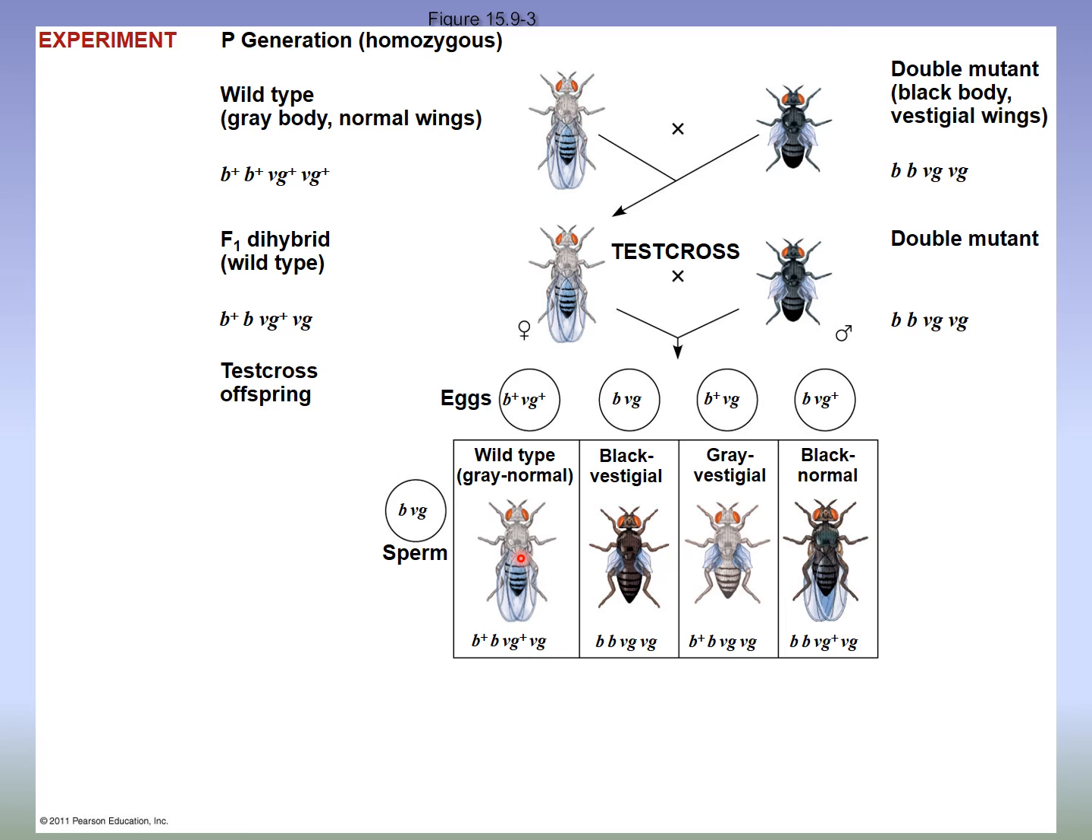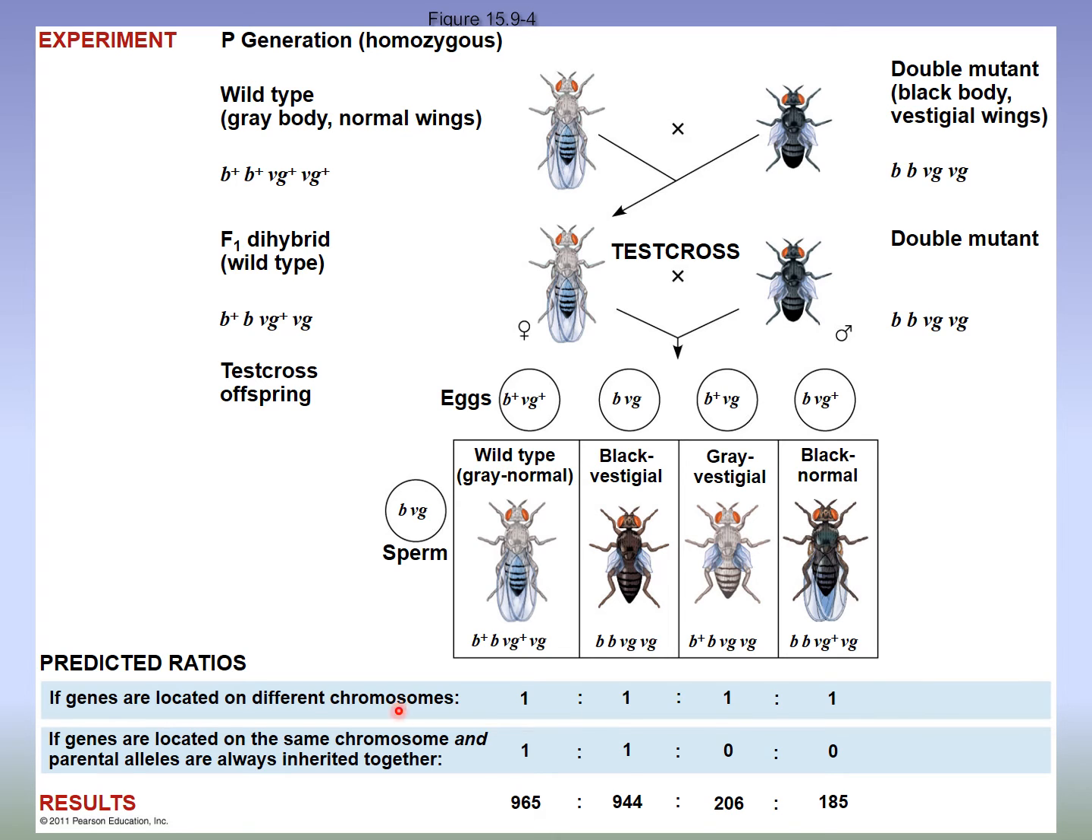Now, what actually happened was he ended up with an interesting ratio. If the genes were located on different chromosomes, then there would be a 1 to 1 to 1 to 1 ratio. But if the genes are located on the same chromosome and the parental alleles are inherited together, then you would see a 1 to 1 and 0 to 0 ratio. With these numbers, you can see this would be basically 2 to 2 to 1 to 1, which is like a 1 to 1 to 0 to 0 ratio. So this suggests that the genes are located on the same chromosome and they are inherited together based on his results.